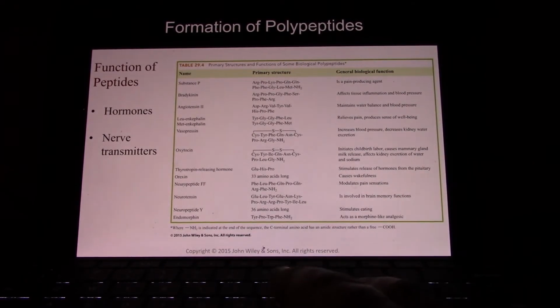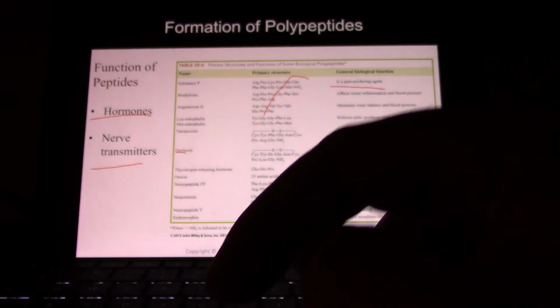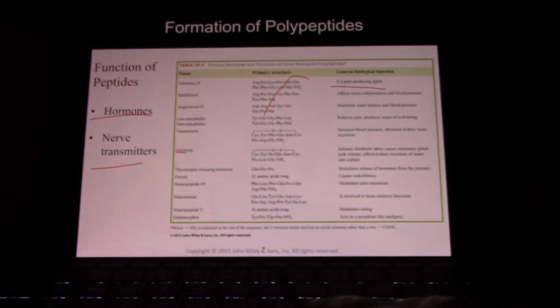So the functions of peptides: many of them are hormones. Some of them are nerve transmitters. We have substance P, which is a pain-producing agent in the body. Bradykinin affects tissue inflammation. Angiotensin maintains water balance and blood pressure. Vasopressin increases blood pressure and decreases kidney water excretion. Oxytocin is a hormone that initiates childbirth labor and causes mammary glands to release milk.